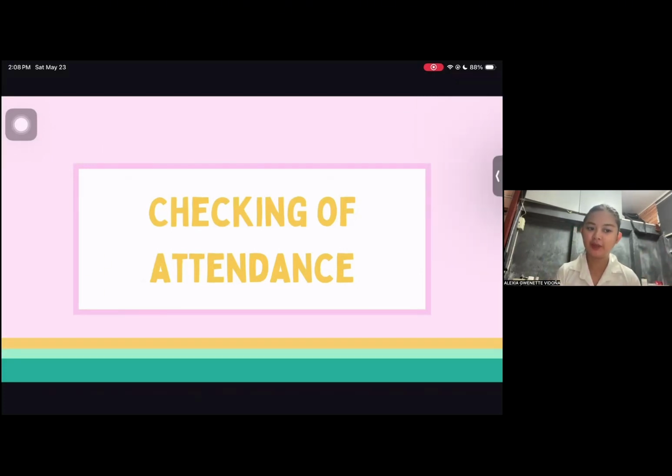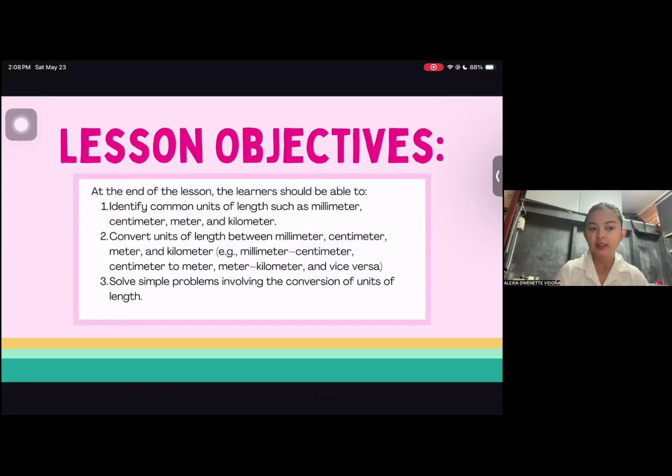Before we start our lesson, let us first read our objectives. At the end of the day, the learner should be able to identify common units of length such as millimeter, centimeter, meter, and kilometer. Second, convert units of length between millimeter, centimeter, meter, and kilometer. And third, solve simple problems involving the conversion of units of length.